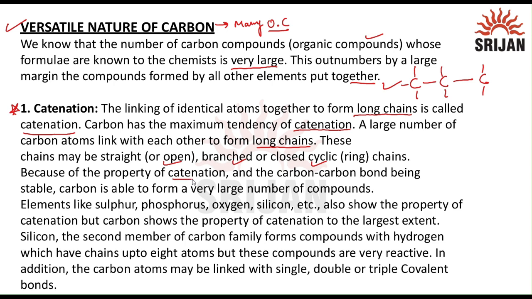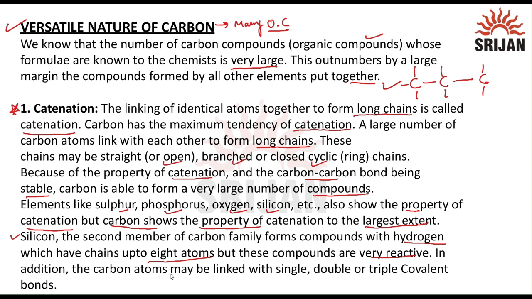Because of the property of catenation and the carbon-carbon bond being stable, carbon is able to form a very large number of compounds. Elements like sulfur, phosphorus, oxygen, silicon, etc. also show the property of catenation, but carbon shows the property of catenation to the largest extent. Now, silicon, the second member of the carbon family, forms compounds with hydrogen which have chains up to 8 atoms, but these compounds are very reactive.